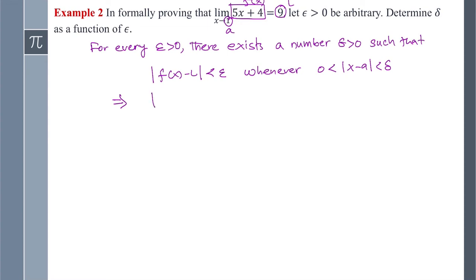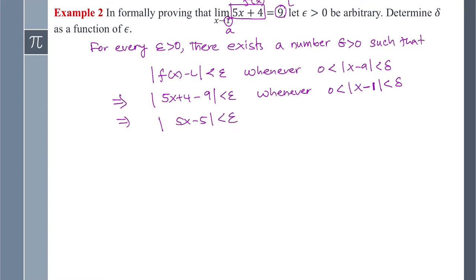Okay, so f of x is 5x plus 4, and L is 9. So that is, the absolute value of f of x minus L is less than epsilon whenever the absolute value of x minus a, where a is 1 here, so x minus 1, is less than delta. Now let's go ahead and simplify this. So we have 5x plus 4 minus 9. So this becomes the absolute value of 5x minus 5 is less than epsilon whenever the absolute value of x minus 1 is between 0 and delta.